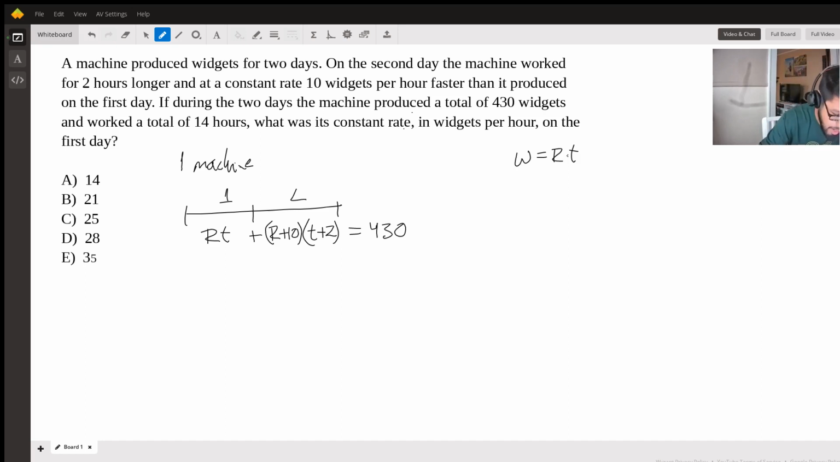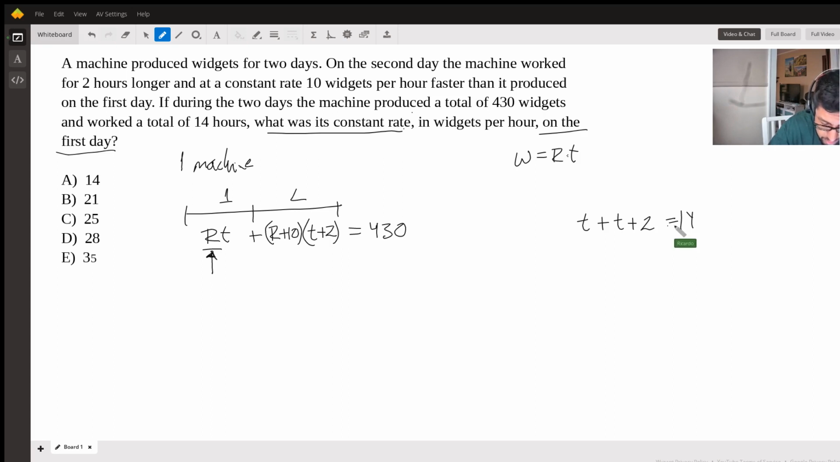So let's go ahead, and since we have what T is, let's find T and then substitute it back into the original equation in order to find R. Ultimately, the question is asking us, what was its constant rate on the first day? So it is asking us for this R right up here. Okay, so since we have the time equals 14, let's start with that. So we have T, which happened on the first day, and T plus 2, which happened on the second day.